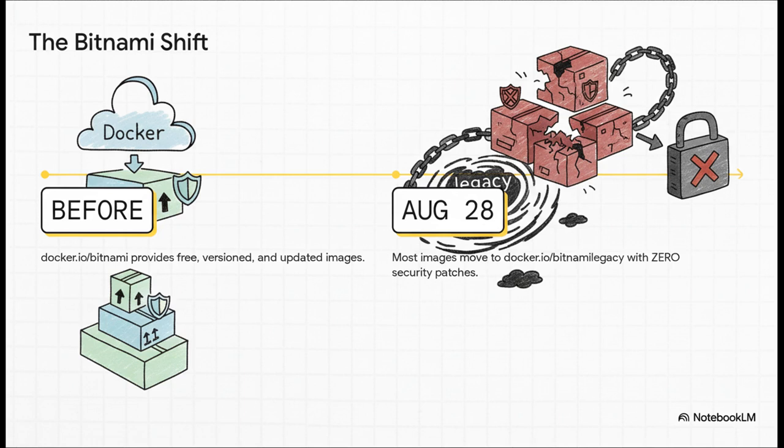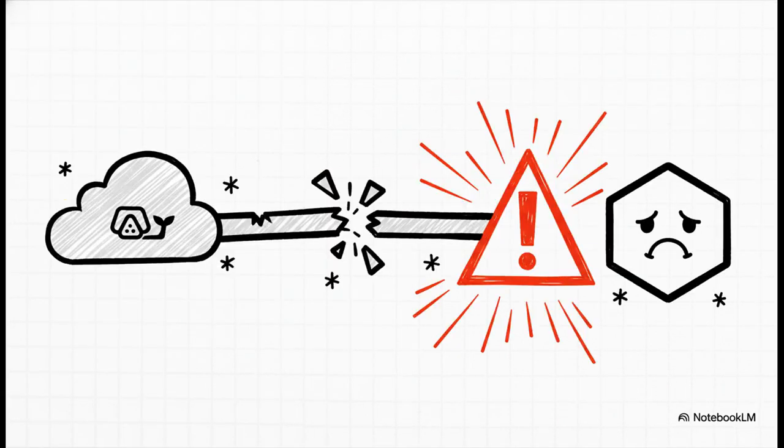Before August 28, 2025, life was good. Bitnami gave us all these awesome, free, stable, and updated images on Docker Hub. But after that date, almost everything is getting shoved into a new Bitnami legacy repository. And the crucial part? It will get 0 updates, no bug fixes, and this is the scary part, no security patches.